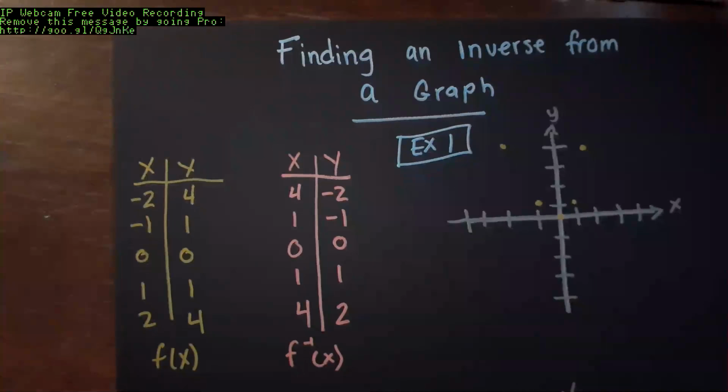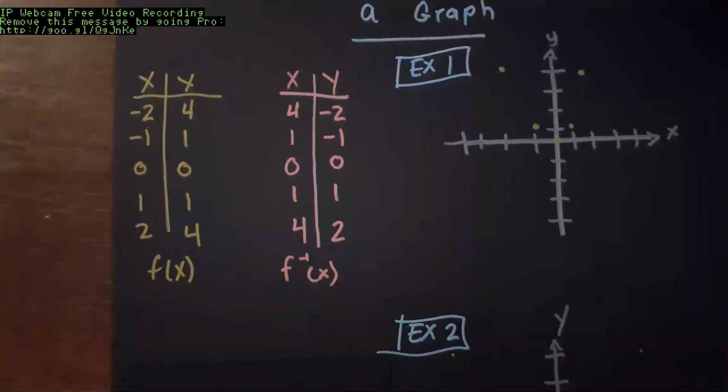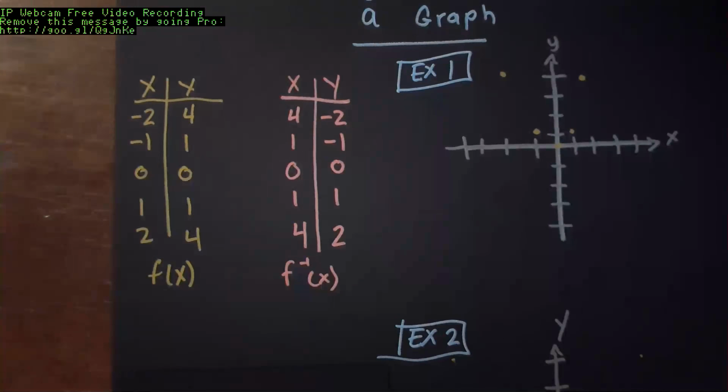Okay, so we learned how to find an inverse algebraically, then we learned how to do one from a table, and now we're going to find an inverse from our graph, our third and last method. So if you remember, this is what our tables looked like in the prior example. So let's go ahead and plot them.